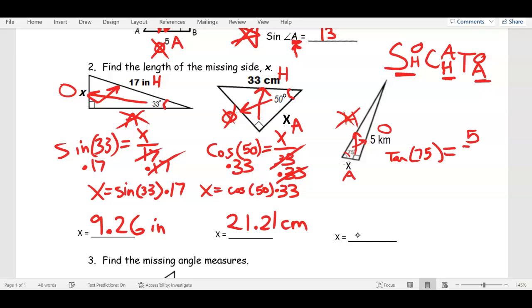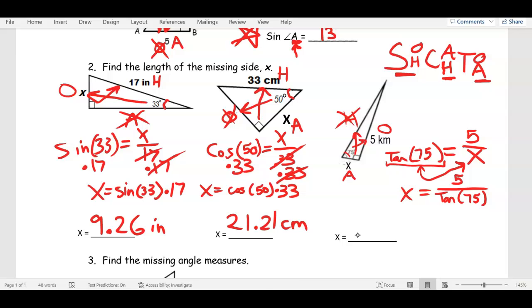Now this time, in O over A, X is on the bottom. We've been doing these on the warm-up, but when X is on the bottom, you're going to take the trig and that denominator, and you're going to switch places. X goes to the left, 5 is still on top, tan 75 is on the bottom. Okay, so switcheroo when X is on the bottom in the denominator.